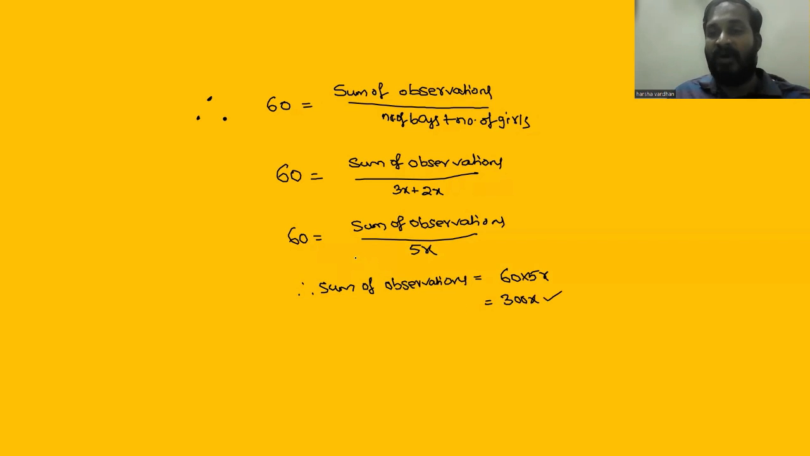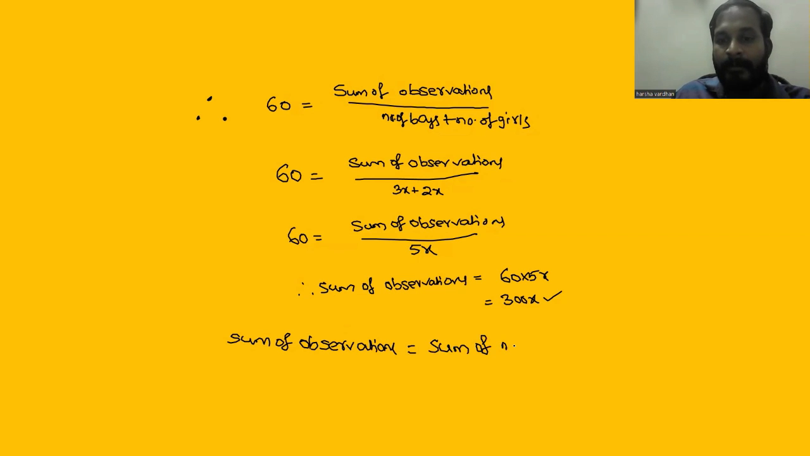So the sum of observations we got here is 300x. Now, what does this sum of observations mean? It is the sum of marks of all the boys plus the sum of marks of all the girls.